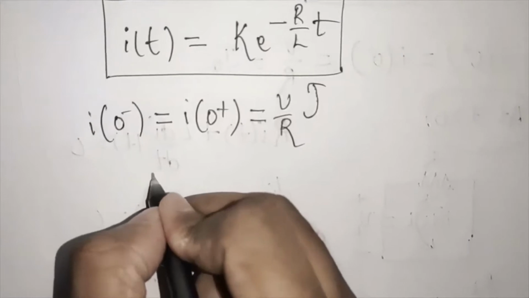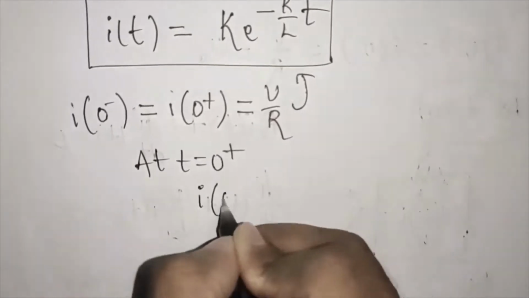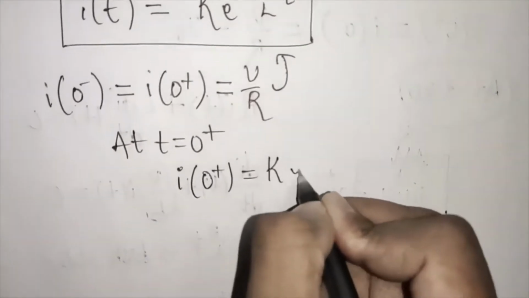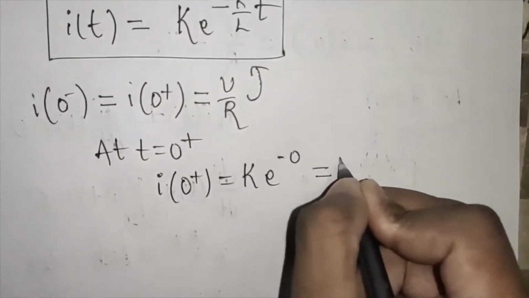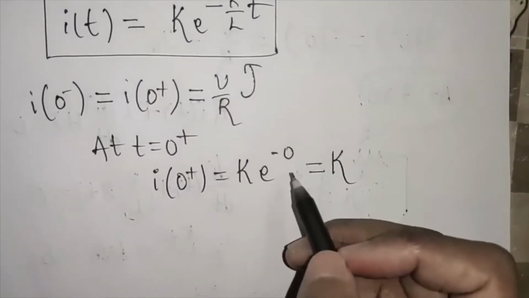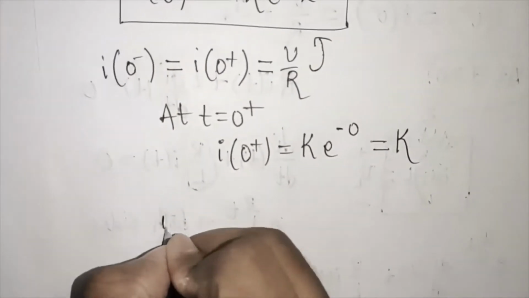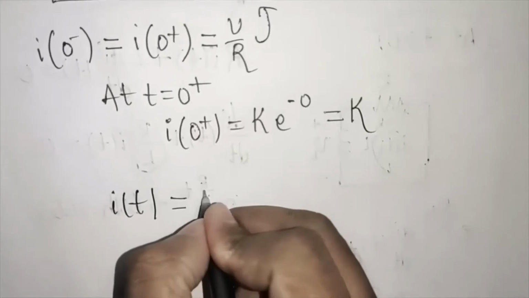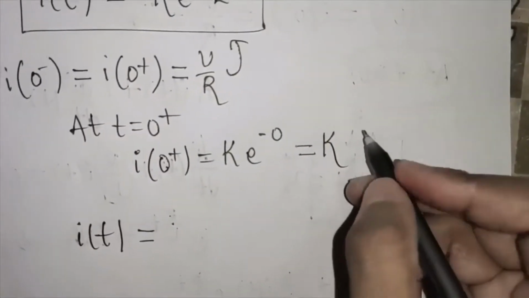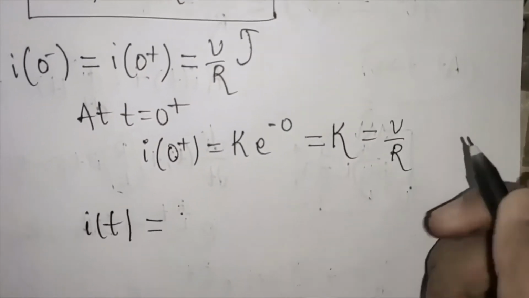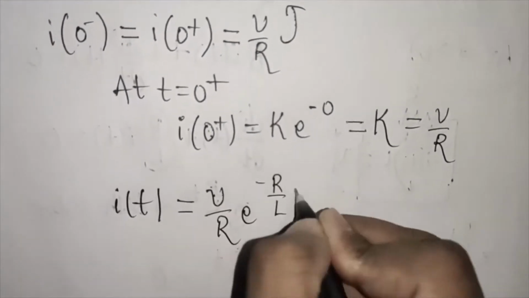Applying this condition to the above equation, at t equal to 0 plus, the expression becomes I of 0 plus is equal to k into e power minus 0, which becomes k since e power 0 is 1. So I of 0 plus is equal to k, but the I of 0 value is V by R, so the k value is also V by R. So it is V by R e power minus R by L into t.